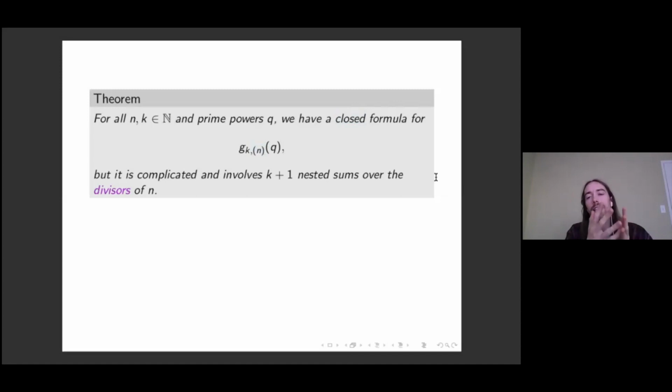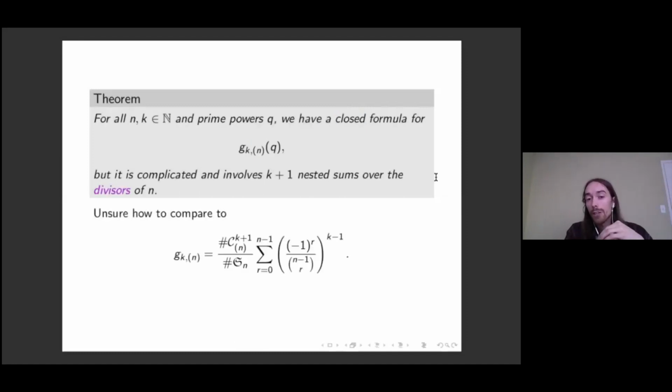One thing that suggests is if n is prime, then the formula should simplify quite a bit, and that will happen later in the talk. And I also am not quite sure how to compare it to the corresponding symmetric group result. It really is just so much messier than that first result that I don't know how to compare this yet.